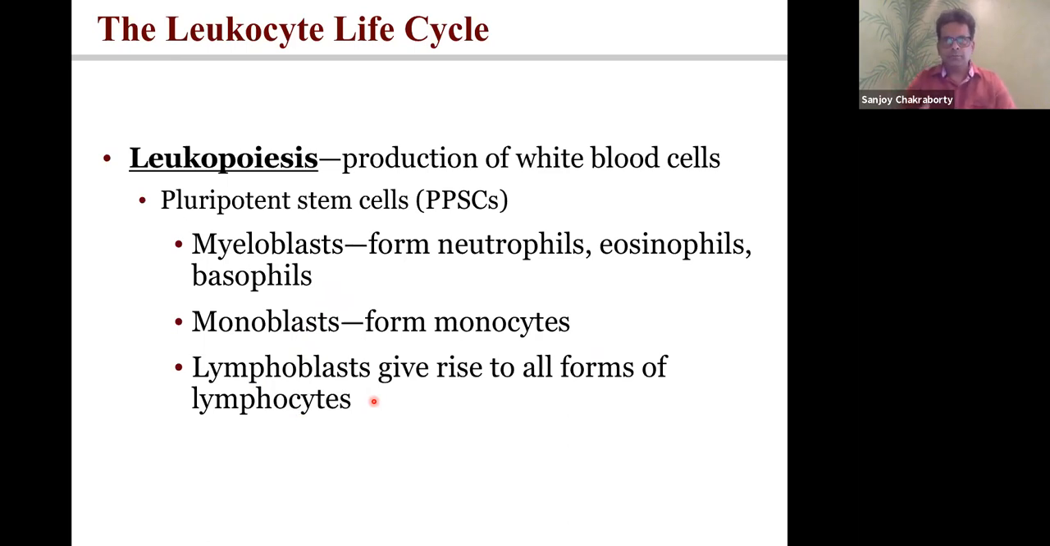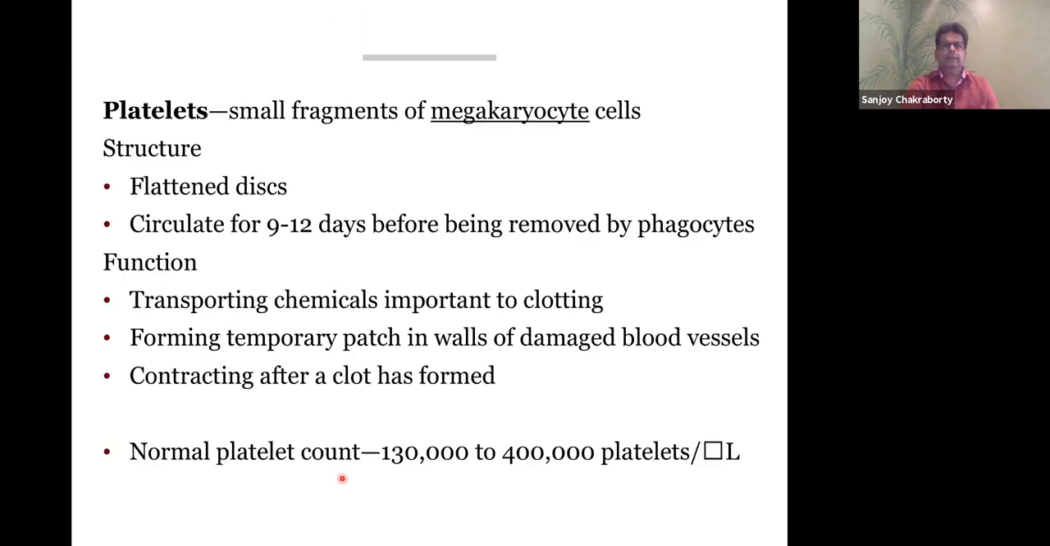In your book, you may have a nice chart explaining which one goes where, but here you have to memorize that myeloblasts form neutrophil, eosinophil, and basophil. Myelo means they're mainly in the bone marrow. Monoblasts form monocytes. Lymphoblasts produce lymphocytes. Without going into great detail, this is what you have to memorize.